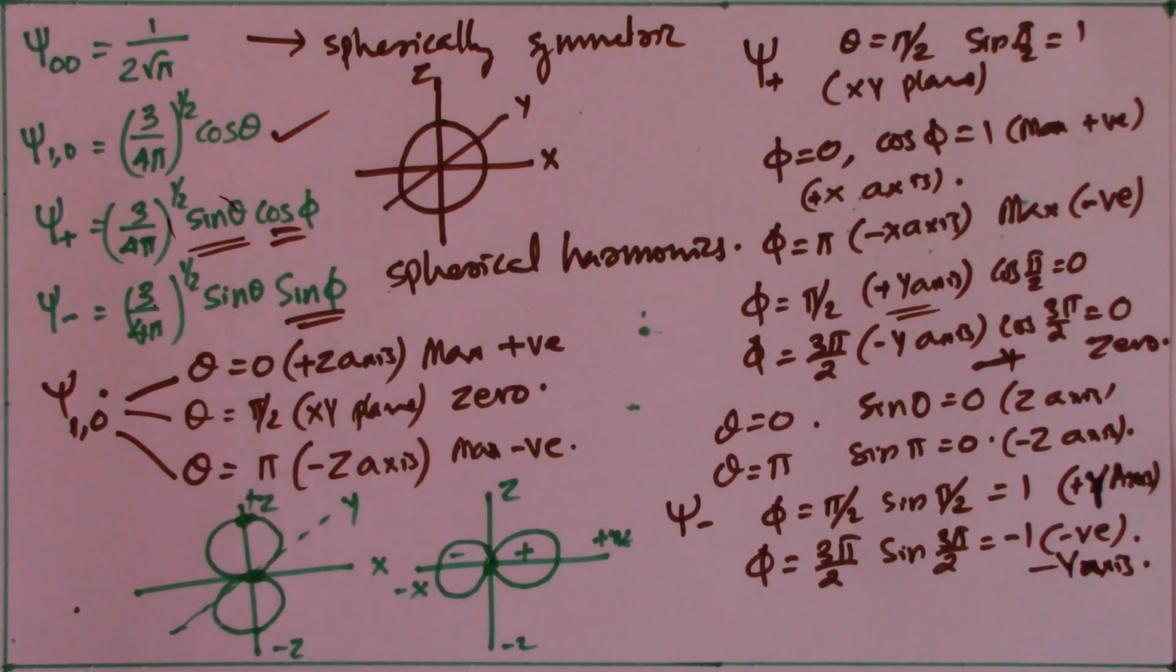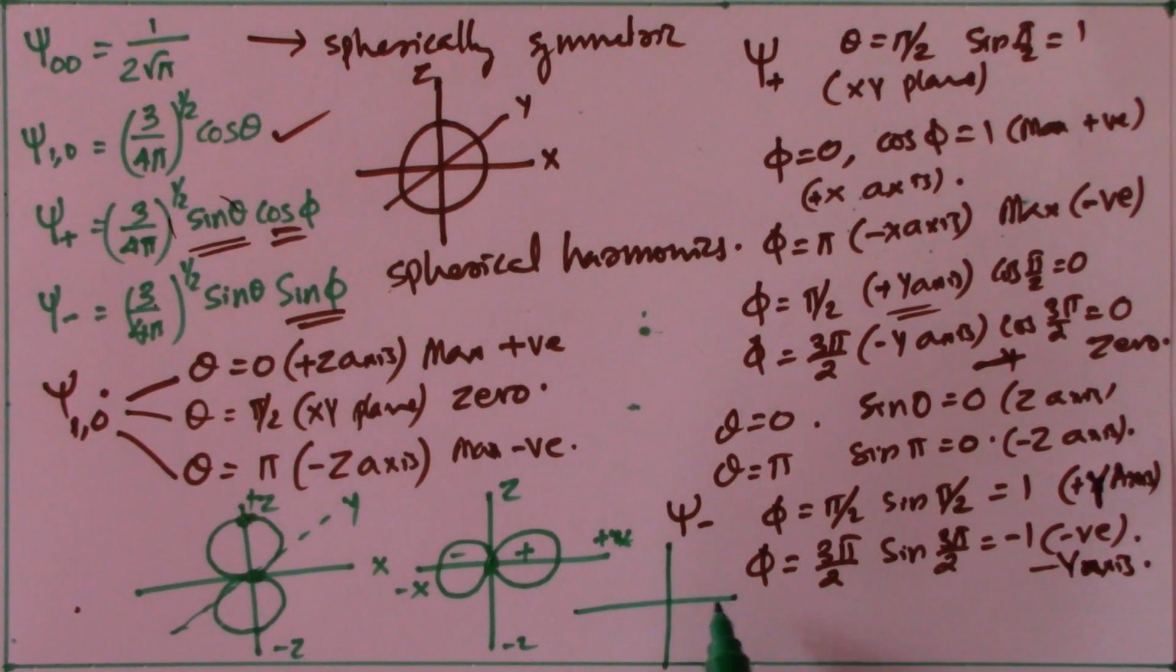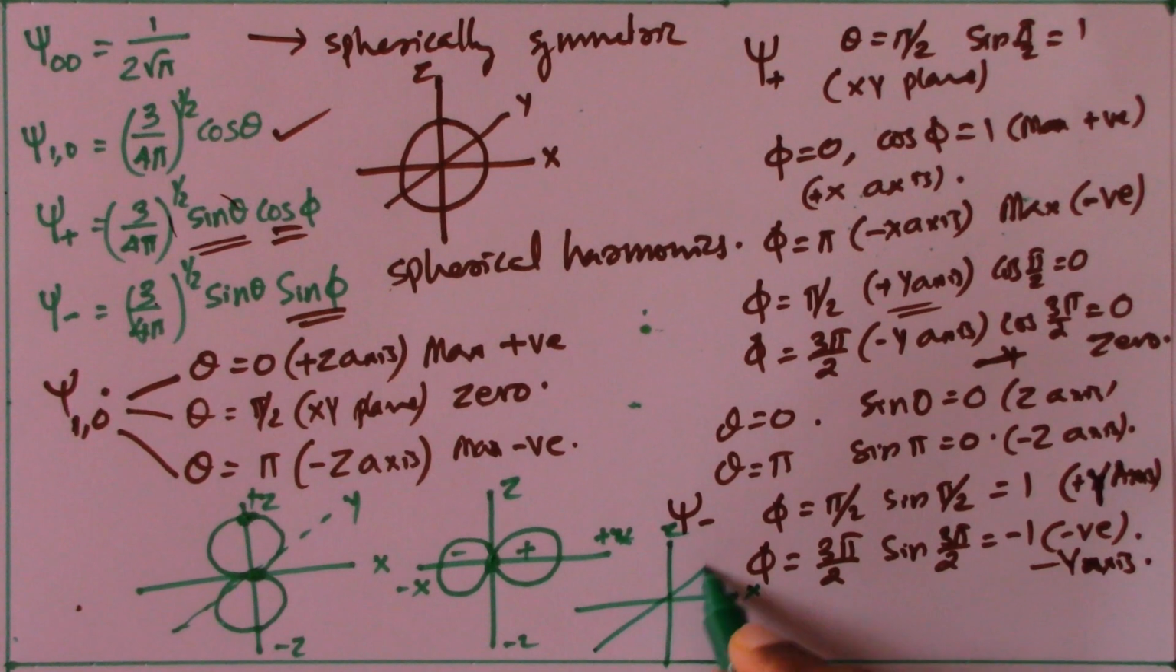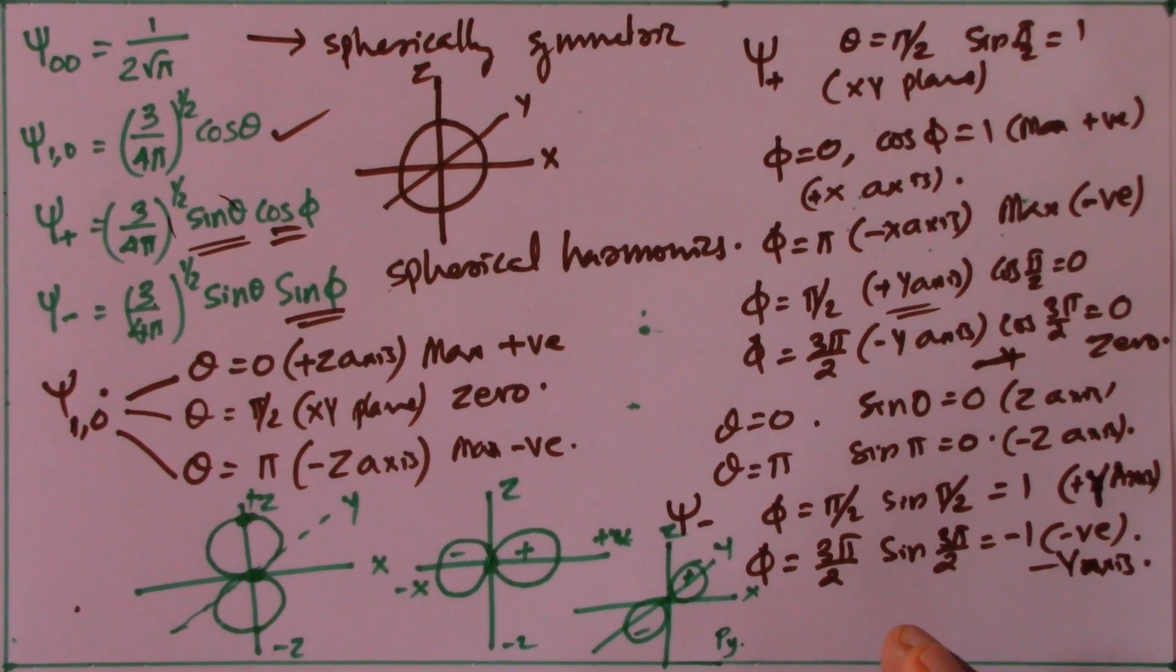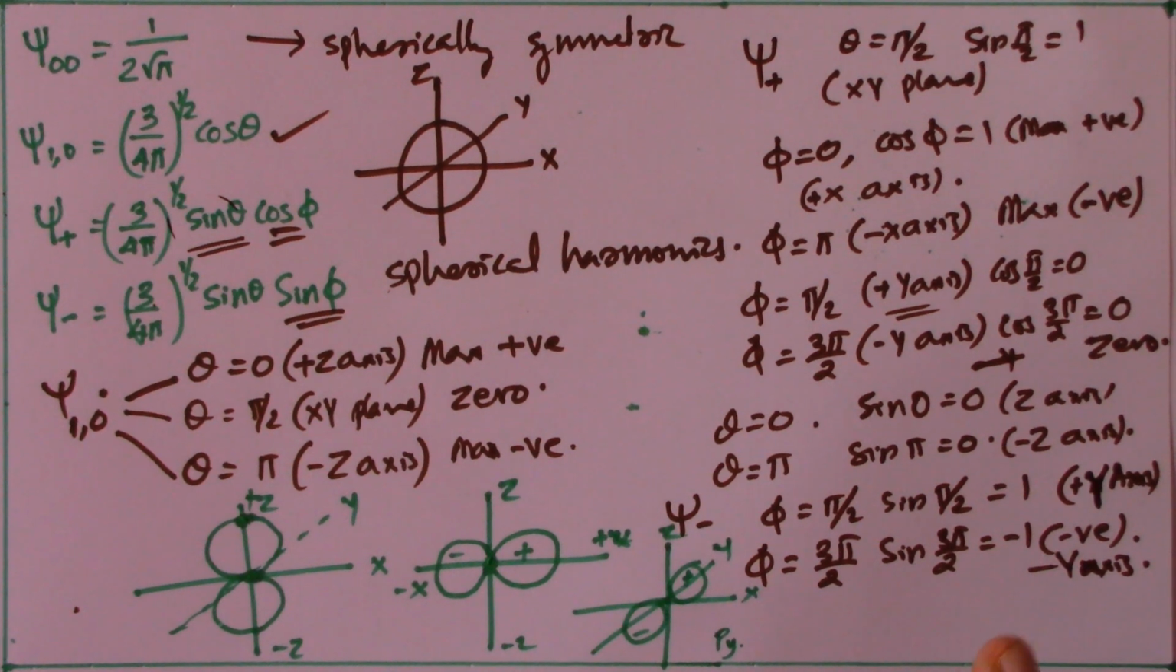So if we are plotting the psi minus, then we have the plots like this. Okay, this is the z-axis, and this is the x-axis, and this is the y-axis. So along the y-axis there will be two spherical lobes, one lobe will have a positive sign and the other lobe will have a negative sign. That is how the psi minus is oriented, and this is analogous to the py orbital. It is not the py orbital. What we are learning now is a particle on a sphere. It is not an atom.